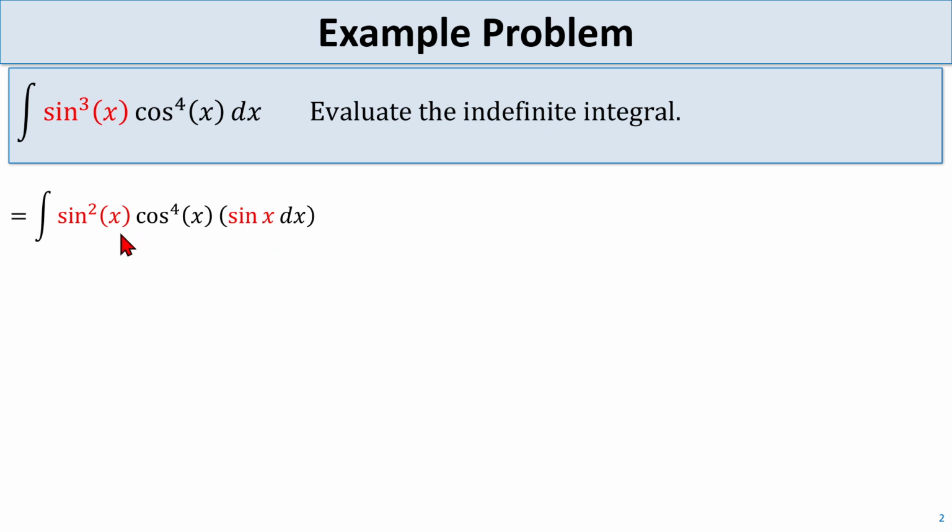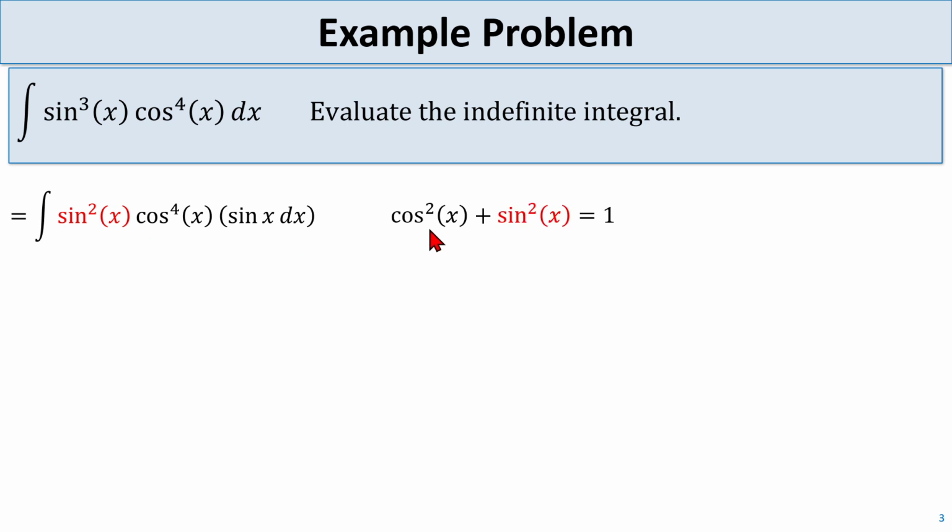However, right now we have both sines and cosines, and we're going to want the integrand to be entirely in terms of cosine when we do our method of substitution. So we need to use a trig identity to replace the sine squared with something involving cosine.